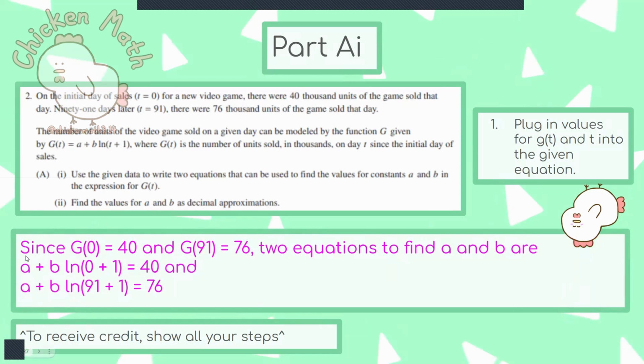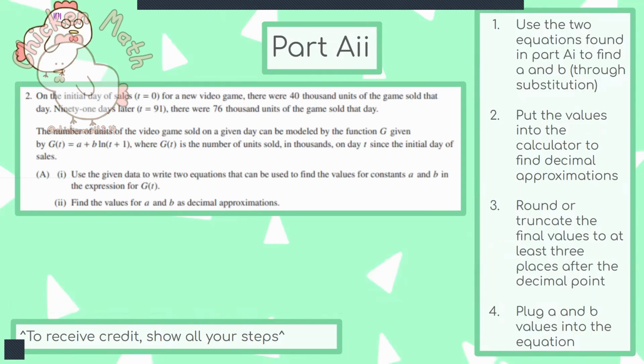Something important to note is that you do want to state the information that you're given. So since g of 0 equals 40 and g of 91 equals 76, that's what we're given, and these are our equations. All right, so part A2 is going to be a continuation of, obviously, part A1. And this time, we're actually going to find our a and b values. So we're going to be using those system of equations that we found in A1 to find a and b.